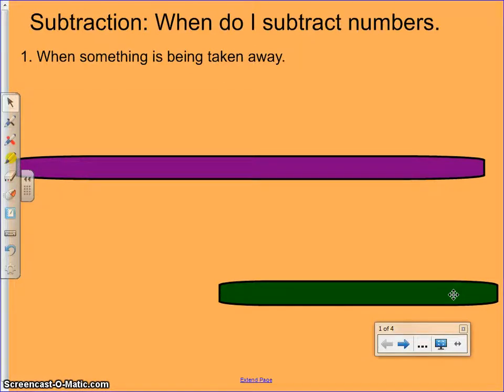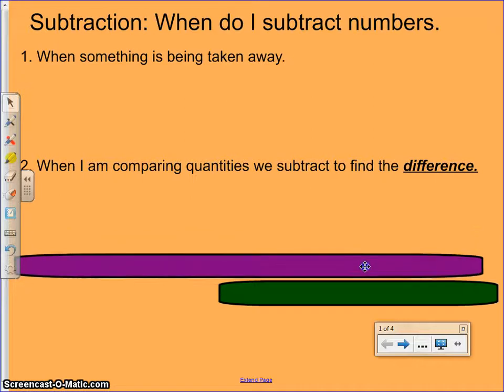And the other time we use subtraction is when we are comparing quantities. When we are comparing numbers, we subtract to find the difference between the two numbers. For instance, if I'm comparing like the numbers 5 and 3, then I would subtract 3 from 5 and I would find out that the difference is 2. Okay, 5 is 2 more than 3. So I use subtraction to figure that out.